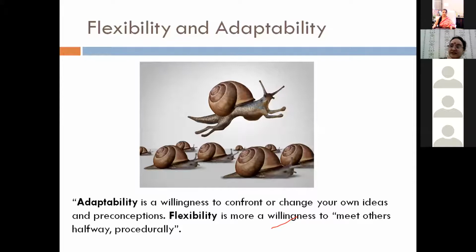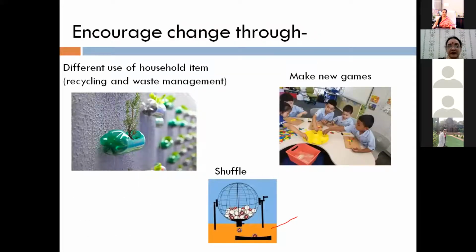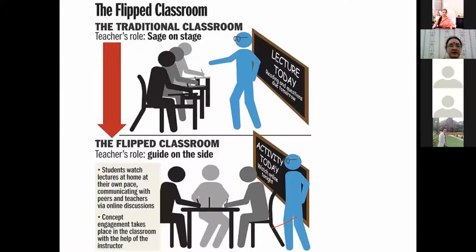So that is flexibility. Now, encourage change through different uses of household items, because Poonam ma'am is going to take up all the activities for enhancing these skills. So I will not elaborate too much on that. I've just made a slide here, making of new games, shuffling and all. Through these, you can teach them flexibility and adaptation.